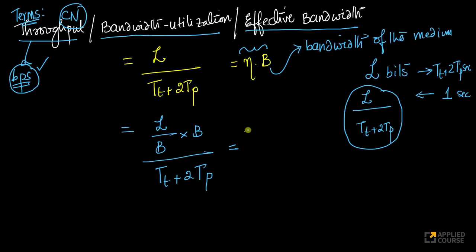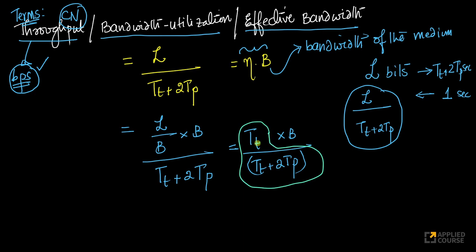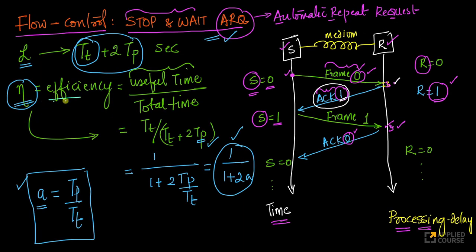So I can write this again now as transmission delay times B by transmission time plus 2TP. Now, what is this term now? This term is nothing but your efficiency. We defined efficiency as transmission delay or transmission time by the total time. That's how we have defined efficiency here, right? Again, this is only for stop and wait ARQ, because this is the total time it takes for your stop and wait ARQ. For other algorithms or for other protocols, it could be different, right?